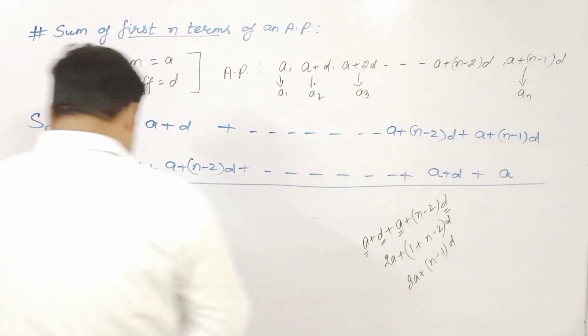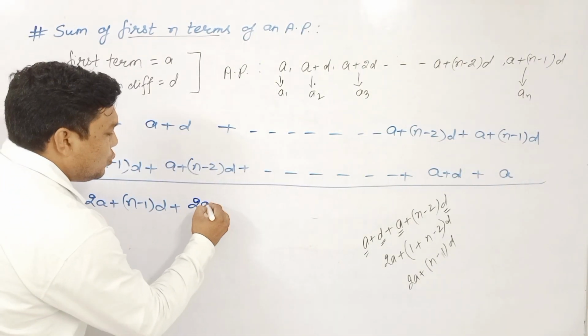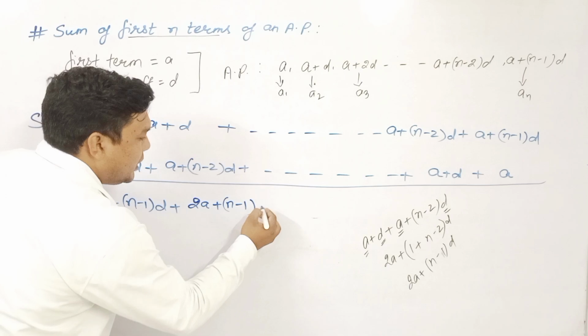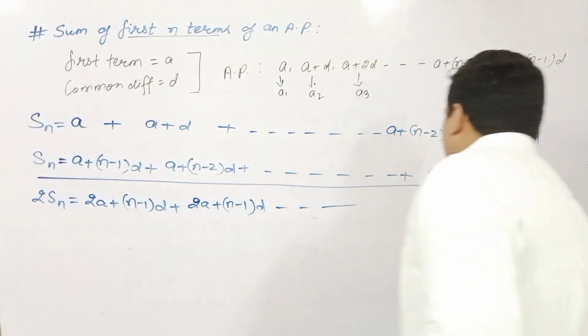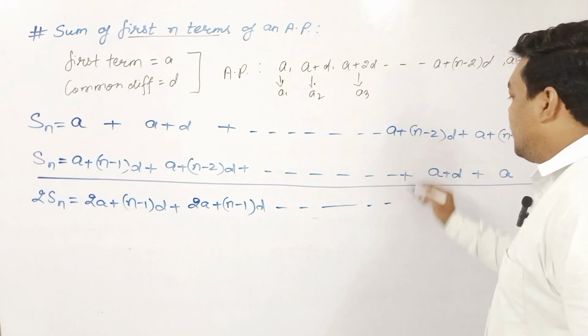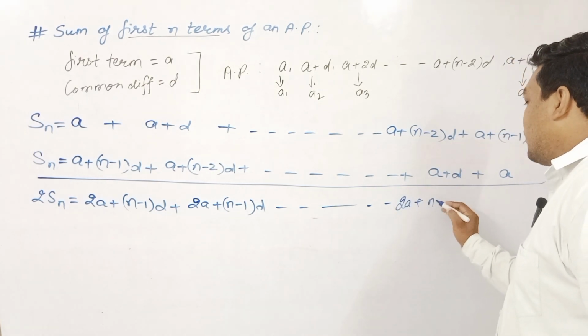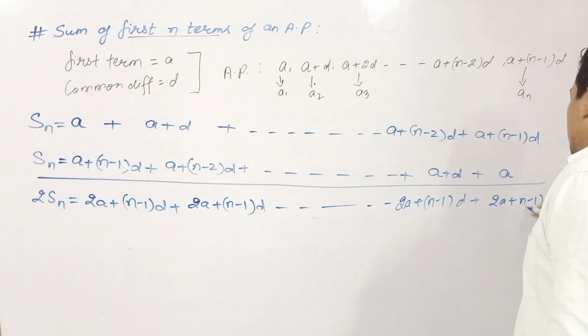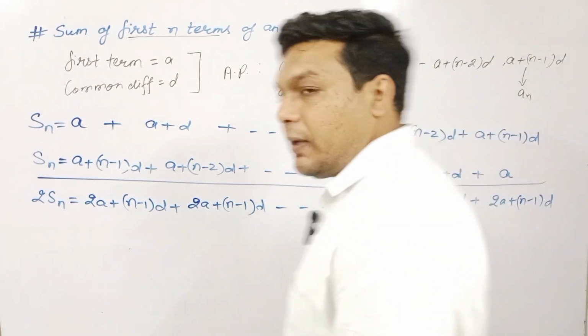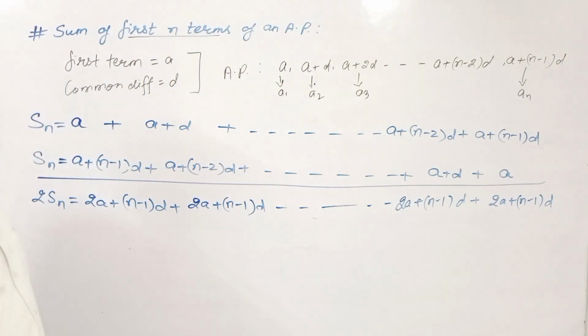So what can you write here? You can write here, it is 2a plus n minus 1 into d. Similarly, if we continue to add all the terms, what will it be? It will be 2a plus n minus 1 into d, plus 2a plus n minus 1 into d. Okay, hope it is clear for all.